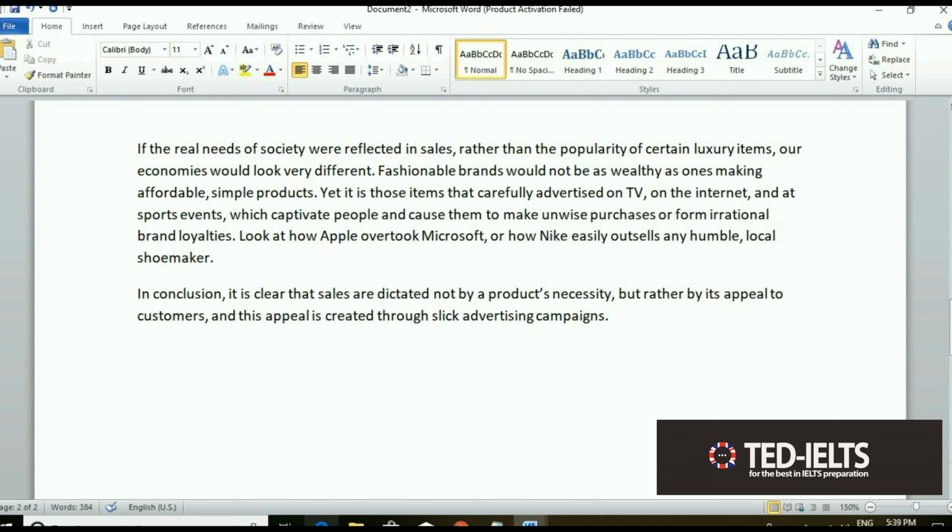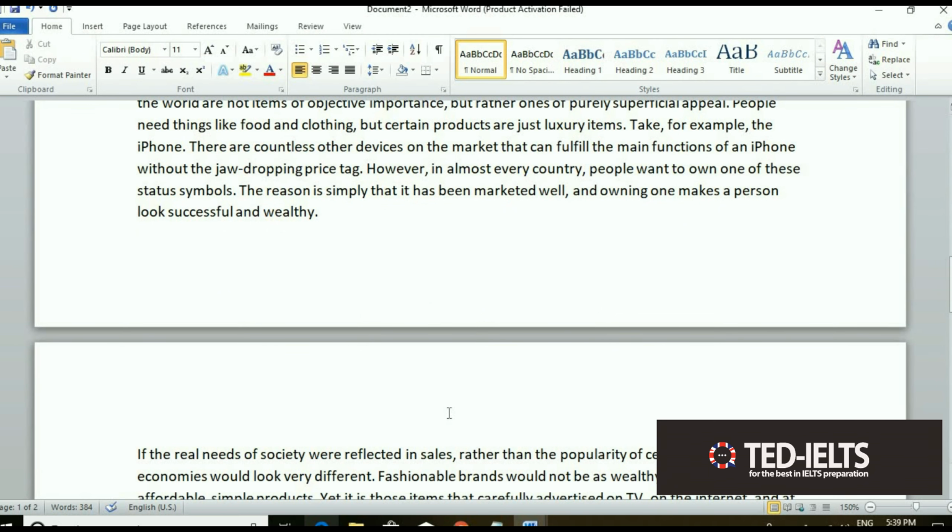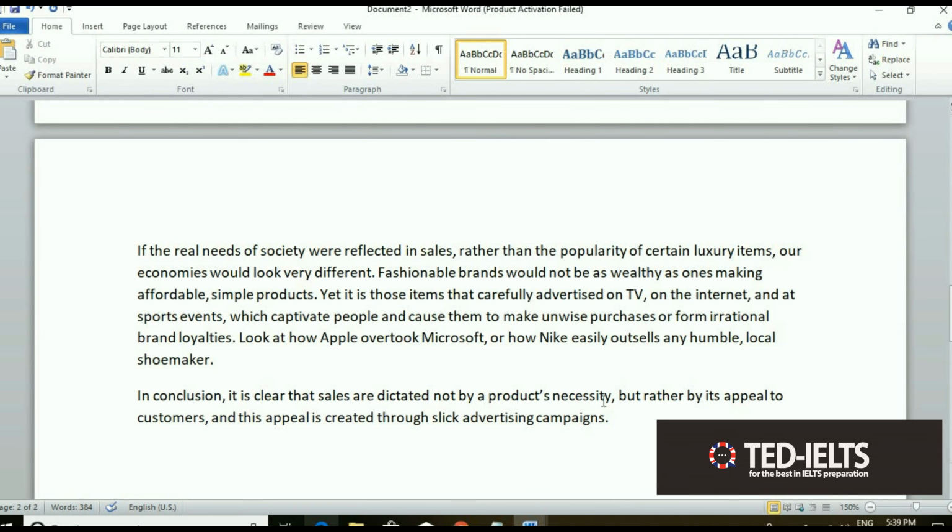So my conclusion there at the end basically justifies everything I've said up to this point. It repeats my arguments from the introduction. It harks back to the 2 paragraphs here, and without repeating anything, it simply concisely summarizes my essay.